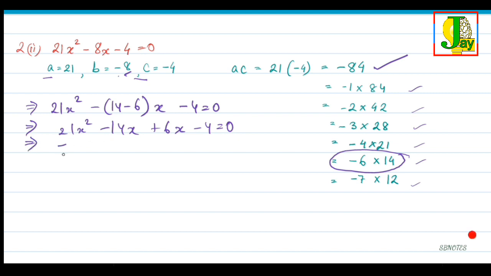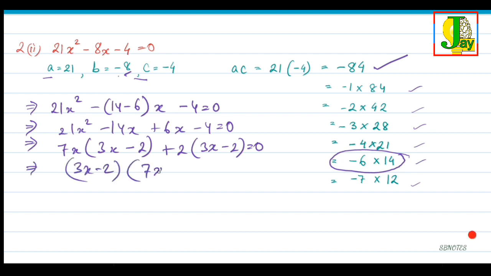So what's common here? We can take 7x. We get 3x minus 2. And if we take 2 common here, we get 3x minus 2. So now we can take 3x minus 2 common and 7x plus 2.